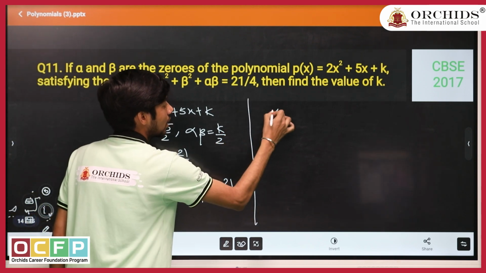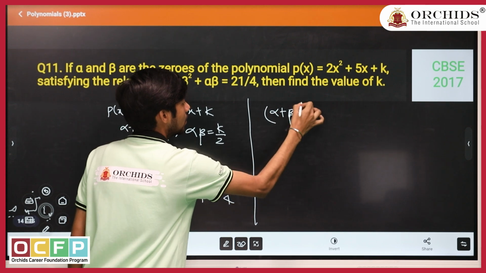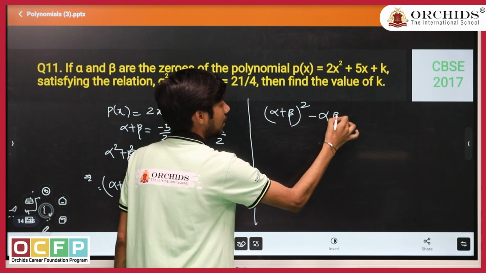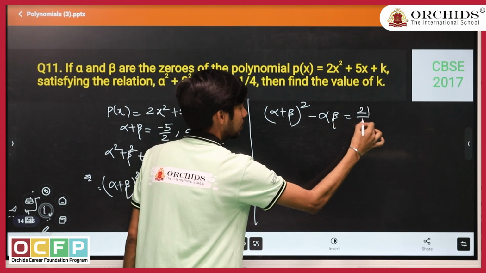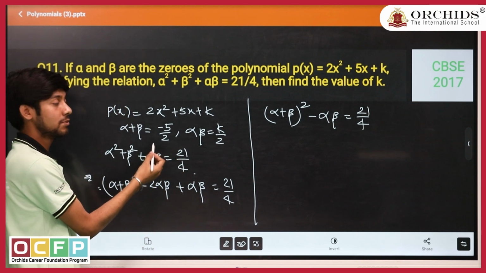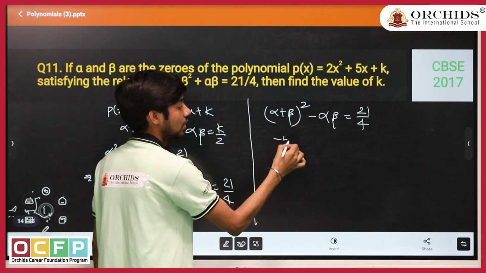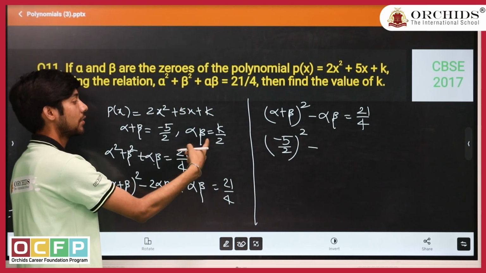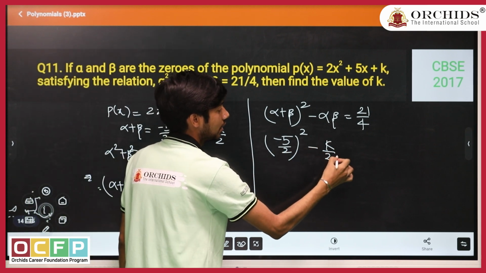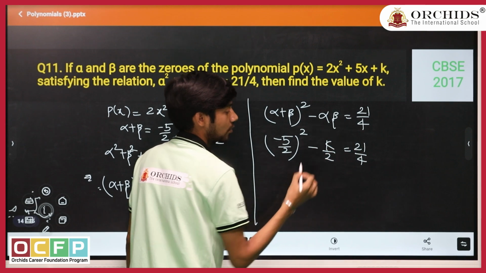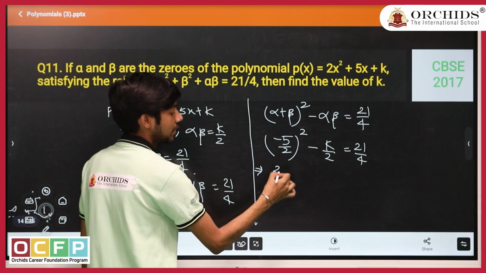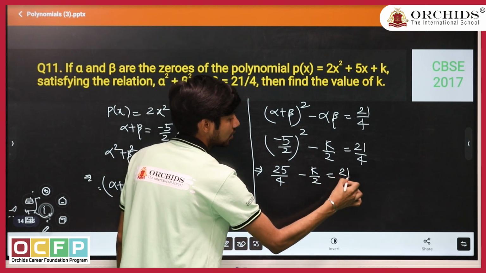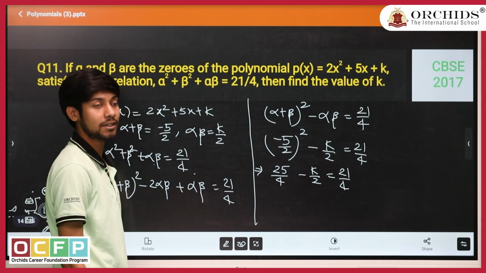Next, we can write (alpha plus beta) whole square minus 2 alpha beta plus alpha beta, that is minus alpha beta, and it is equal to 21 by 4. We got the value of alpha plus beta, that is minus 5 by 2, just put it here. So (minus 5 by 2) whole square minus alpha beta, and we also know that alpha beta is equal to k by 2. It is equal to 21 by 4. (Minus 5 by 2) whole square is 25 by 4, minus k by 2, equal to 21 by 4. Now just solve it, it's very easy to solve.